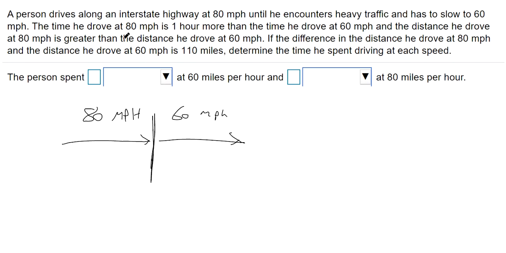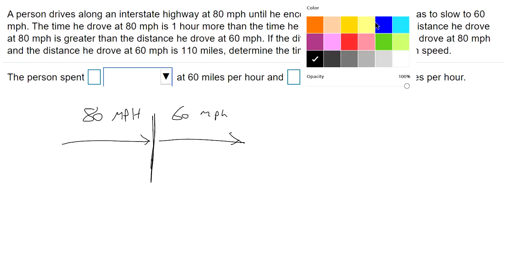And then the time they drove 80 miles per hour is 1 hour more than the time they drove 60 miles per hour. We don't know how long they drove 60 miles an hour, and we don't know how long they drove 80 miles per hour. But we know that if we were able to somehow get 60 miles an hour, then we could use that to help us figure out 80 miles an hour. It'll just be plus 1, right?